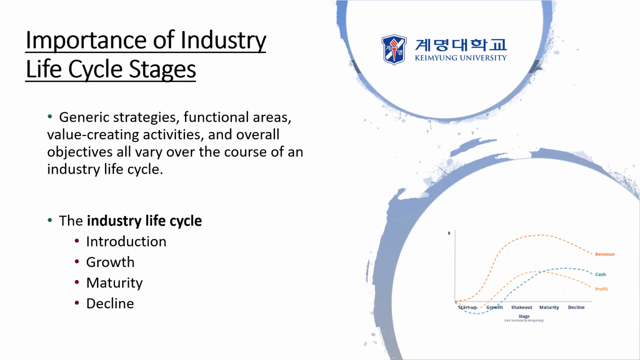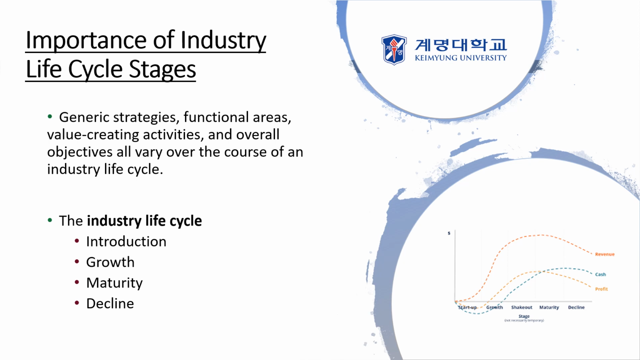Now, let's take a look at the importance of industry life cycle stages in formulating a strategy. When we say industry life cycle, these are the stages of introduction, growth, maturity, and decline that typically occur over the life of an industry. Managers must become even more aware of their firm's strengths and weaknesses in many areas to attain competitive advantages. The factors such as generic strategies, market growth rate, intensity of competition, and overall objectives can change over the course of the industry life cycle.